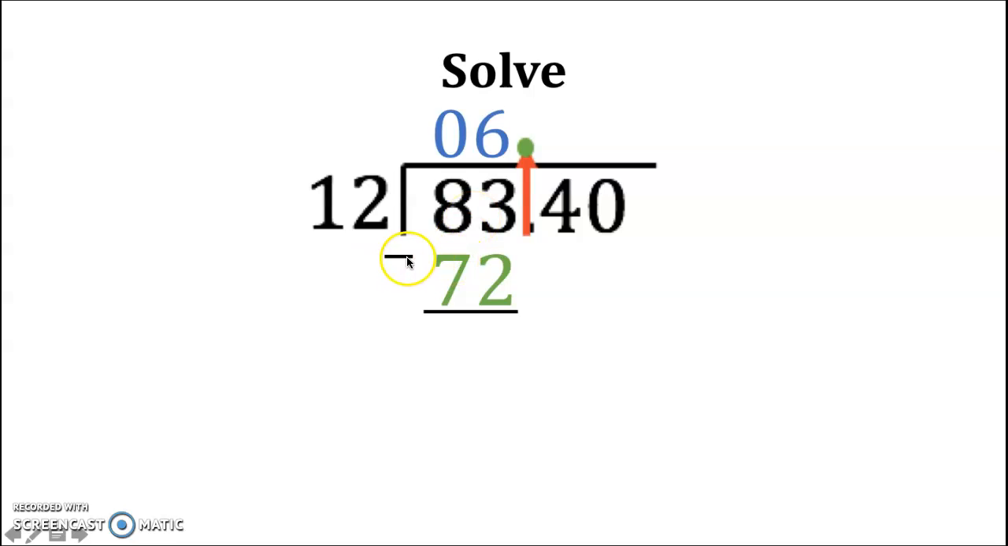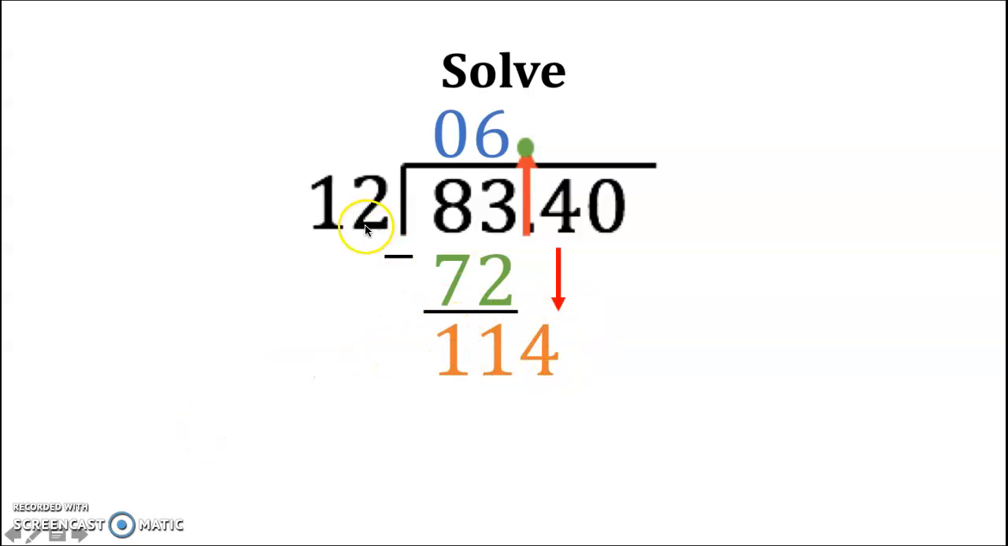Our next step is subtract. 3 minus 2 is 1. 8 minus 7 is 1. We get 11 as our difference. Last step is bring down. We need to bring the digit down in order to make a new partial piece of our dividend.